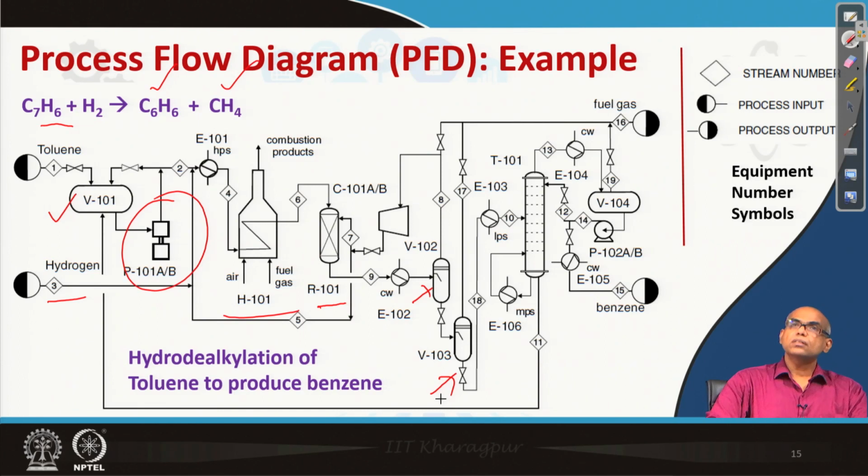So, the first one separates the hydrogen and methane gas. So, methane gas and some unreacted hydrogen. Whatever hydrogen is recovered will be recycled back, and mostly methane and a little bit of unrecovered hydrogen will be released as flue gas.